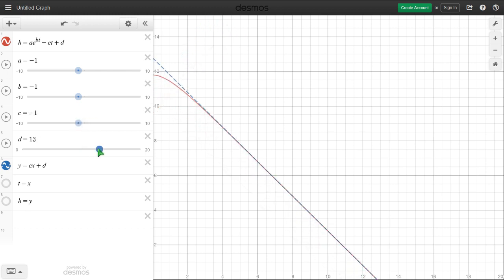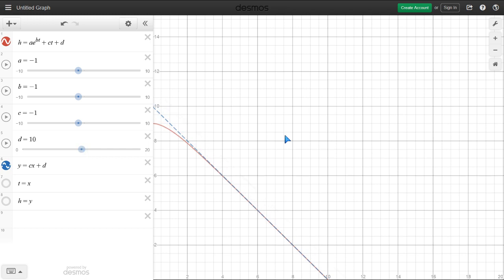Finally, as d changes, the entire graph just moves up or down. How do we make this look like the graphs we're trying to model then? For every scenario, the graph should start out as a curve and then turn into a downward slanted line.